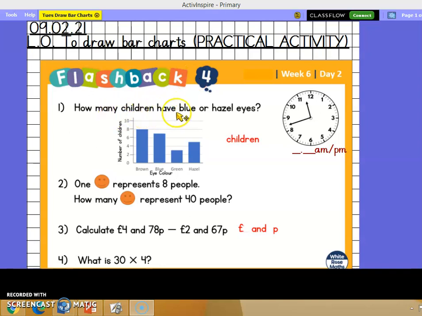First question, how many children have blue or hazel eyes? Use the chart to help you. Number 2, one smiley face represents 8 people. How many smiley faces will represent 40 people? Number 3, calculate £4 and 78 pence, subtract £2 and 67 pence. Number 4, what is 30 times 4? And then what is the time on the clock? Pause the video, come back to me when you've done.